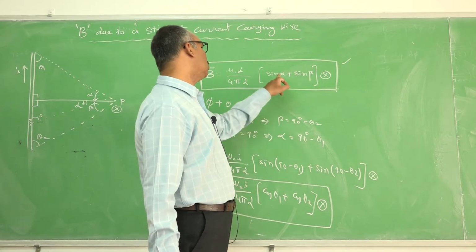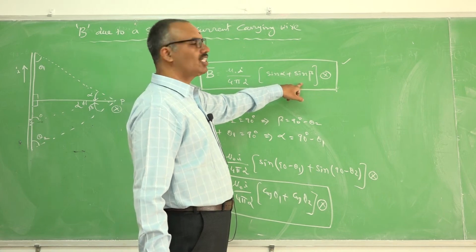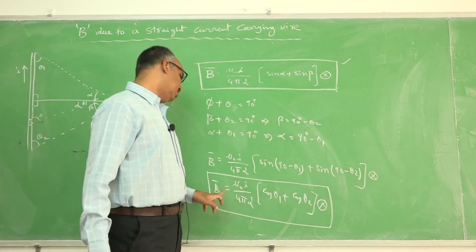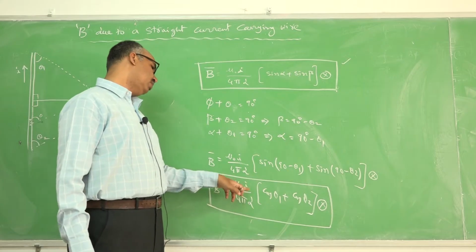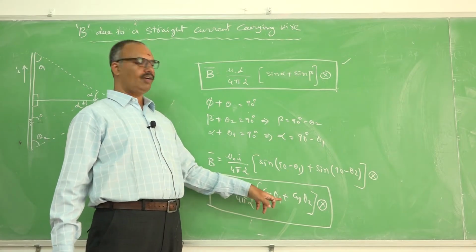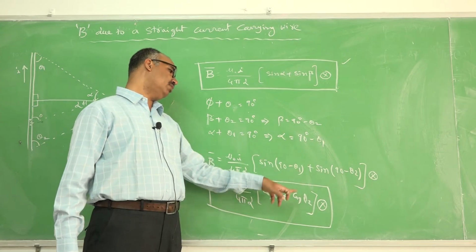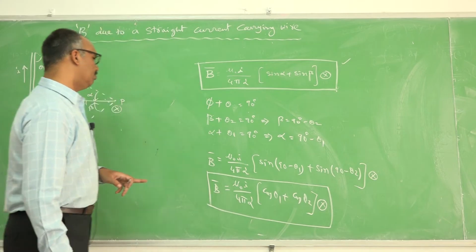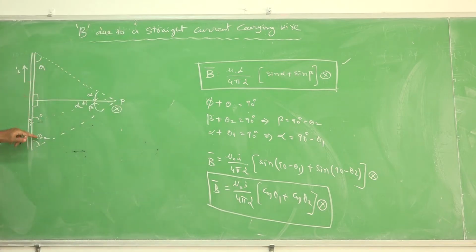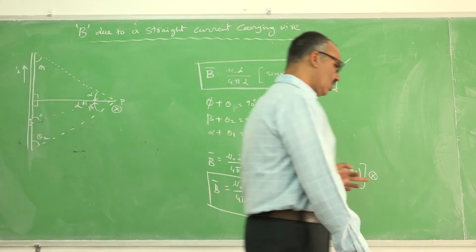By substituting these two values in the earlier expression, you will get B is equal to mu naught I by 4 pi d into cos theta 1 plus cos theta 2, since sin of 90 minus theta 1 is cos theta 1, and sin of 90 minus theta 2 is cos theta 2. By knowing theta 1, theta 2 values, or alpha, beta values, we can find the magnetic field due to a current carrying wire at a particular point P, located at a distance D from the wire. Today, we will continue our discussion.